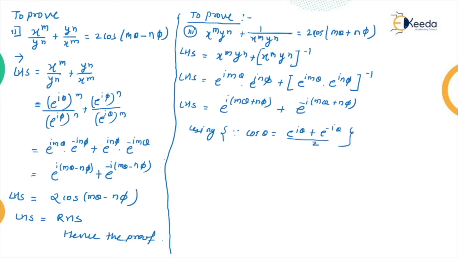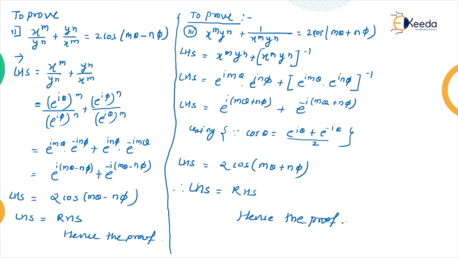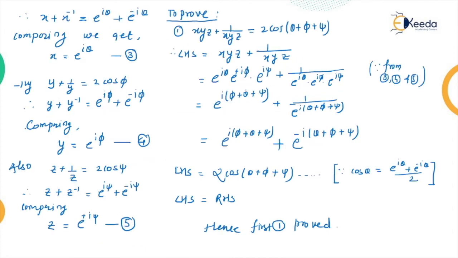We get the LHS as 2 cos m theta plus n phi. Therefore I am writing here that LHS is equal to RHS, and hence the proof, guys. Okay, so I hope all of you understand this example. So let me revise just once again.